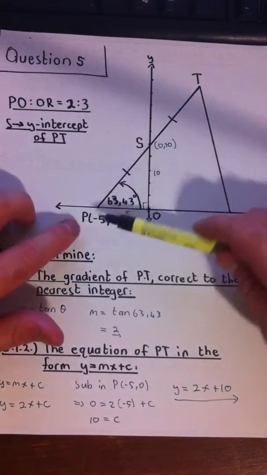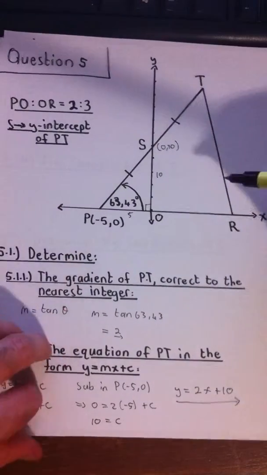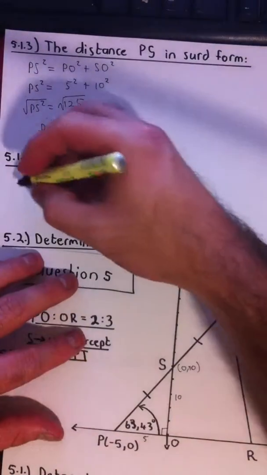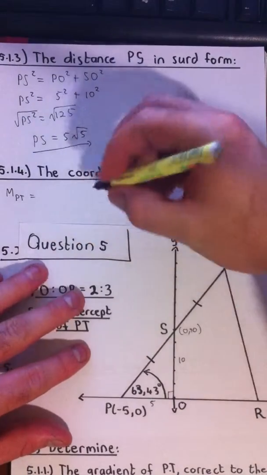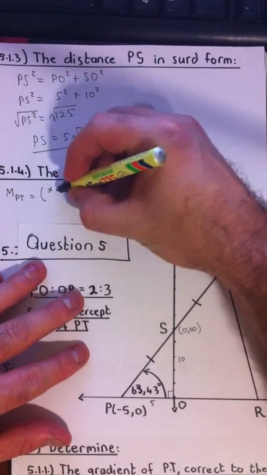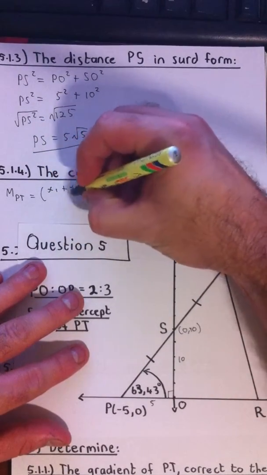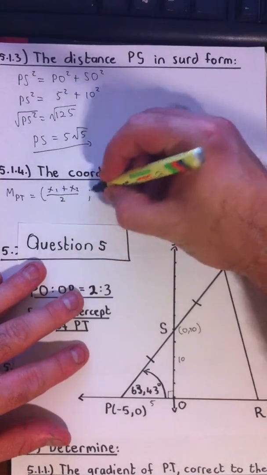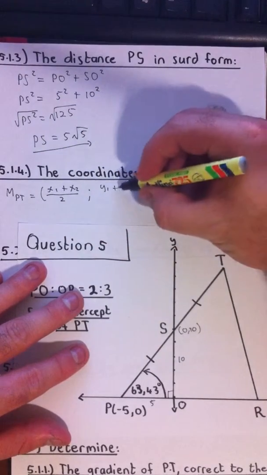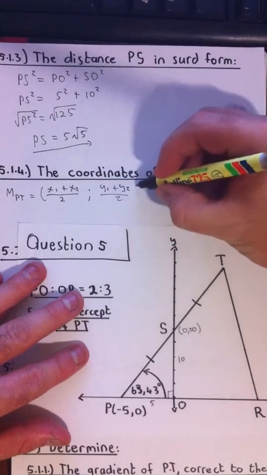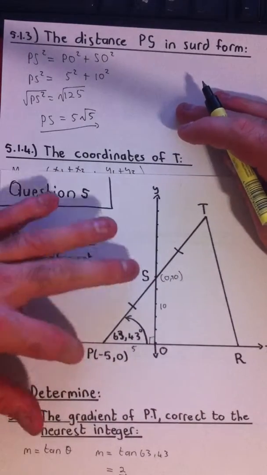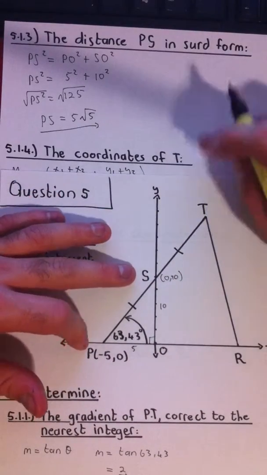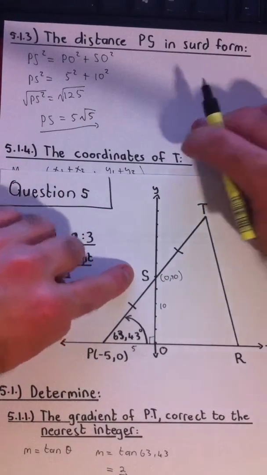So we know that S is midway between P and T. Okay, so what does the midpoint formula say? It says the midpoint of P and T is equal to (x1 plus x2) divided by 2, and the y value would be (y1 plus y2) also divided by 2. But now we have P and we have S. We're looking for T. So we have the answer to the midpoint equation.